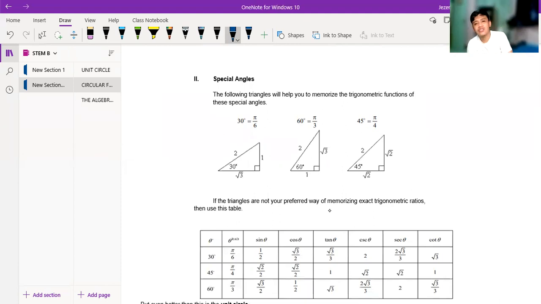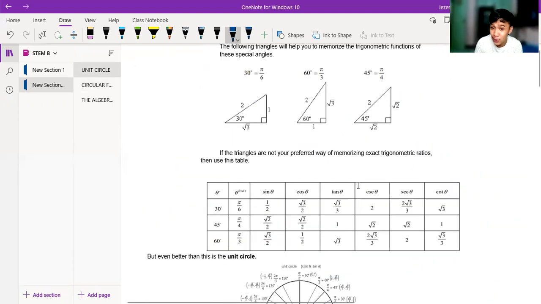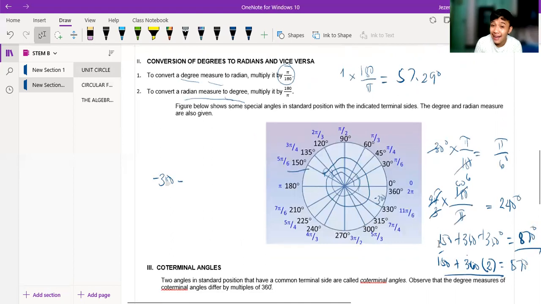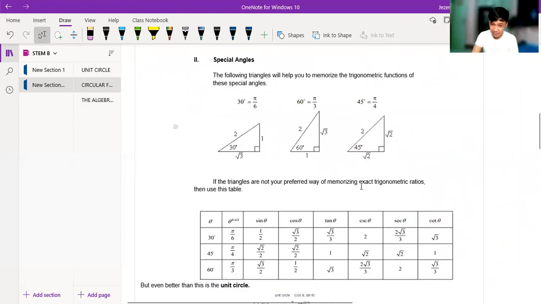Punta tayo sa special angles. So, what are the special angles? Diba? Nakita na natin yung mga special angles dito sa unit circle. Okay? Yun yung special angles. Yung mga direct saktuhan. Okay? So, ano naman ang meron sa special angles? Yung mga sine at cosine ng special angles natin ay siyempre sakto din.